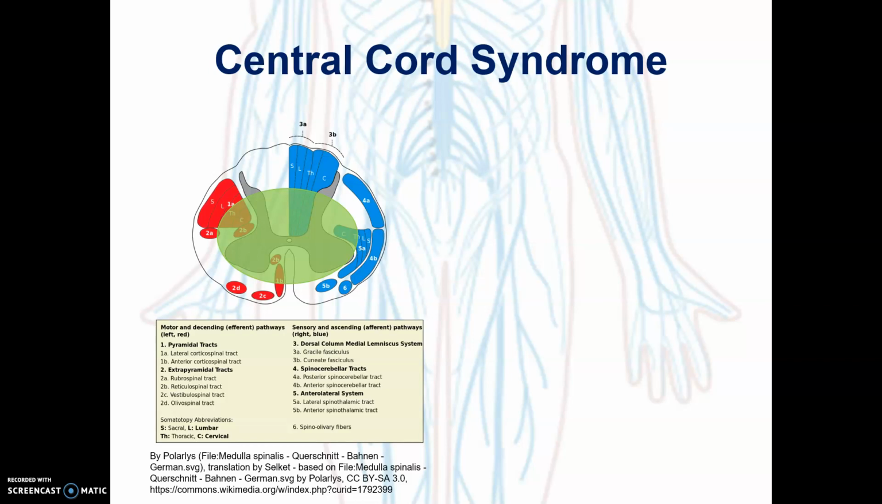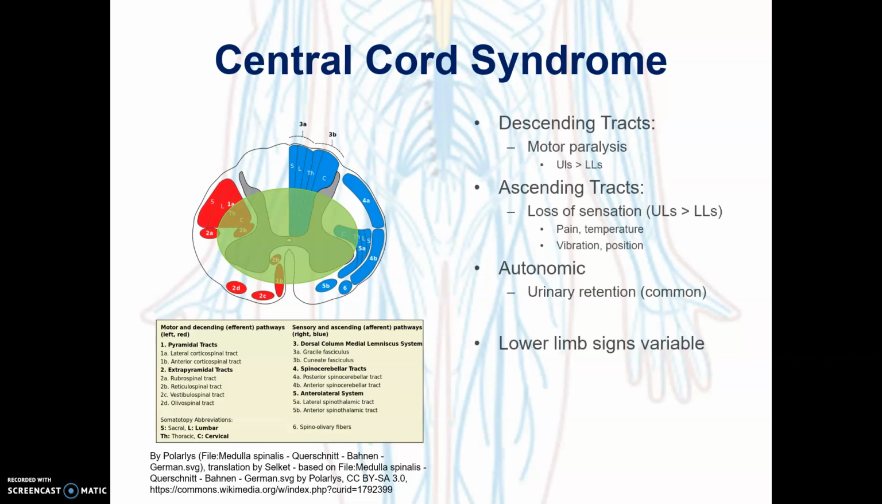So the cervical part is the most lateral and the sacral part is the most dorsomedial, as seen on the diagram. So with the central cord, you will get motor paralysis, but because of the lamination, the upper limbs are more affected than the lower limbs.